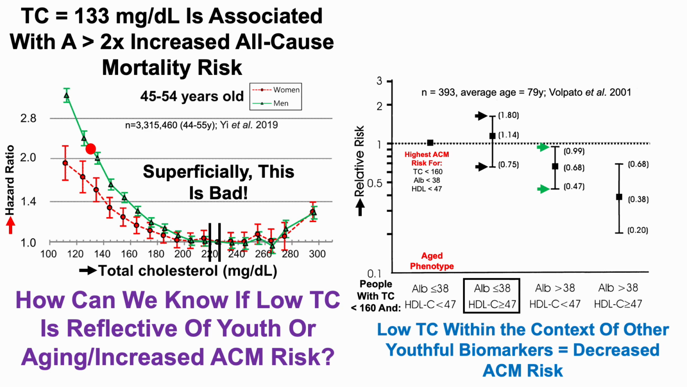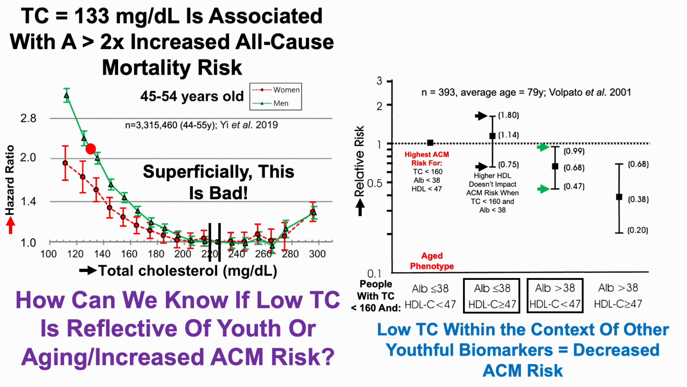So what happens if we have relatively higher HDL within that context? And then, as I mentioned, we can see that the 95% confidence interval overlaps with 1. So this is not significantly different from the referent. So we can conclude that higher HDL, relatively higher HDL, doesn't impact all-cause mortality risk when we have relatively low total cholesterol and low albumin.